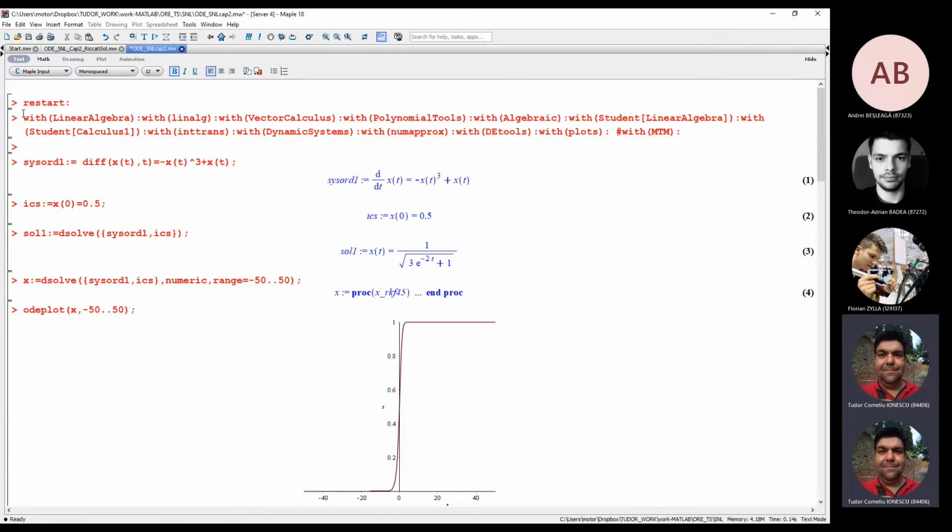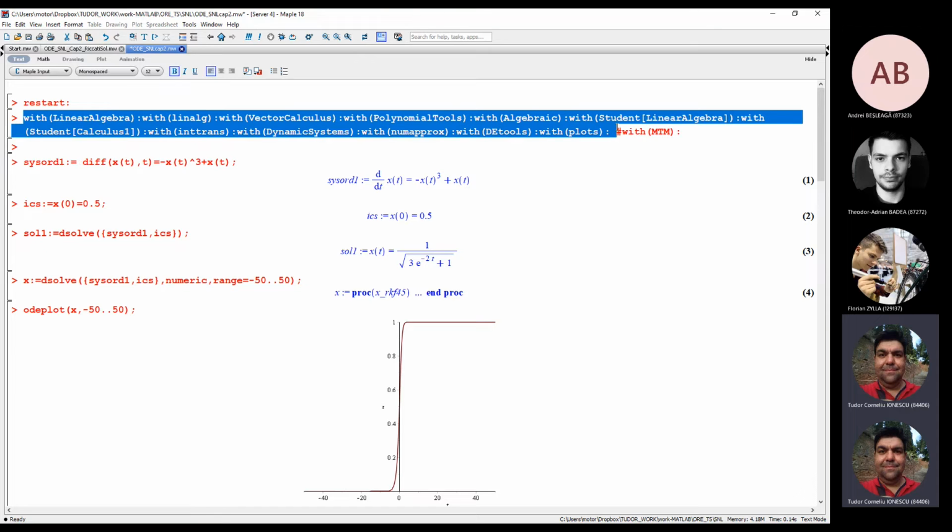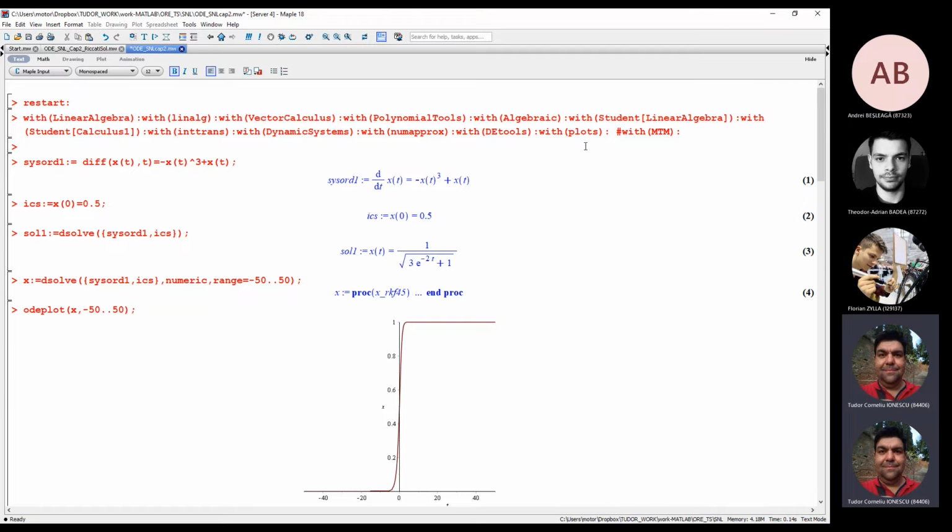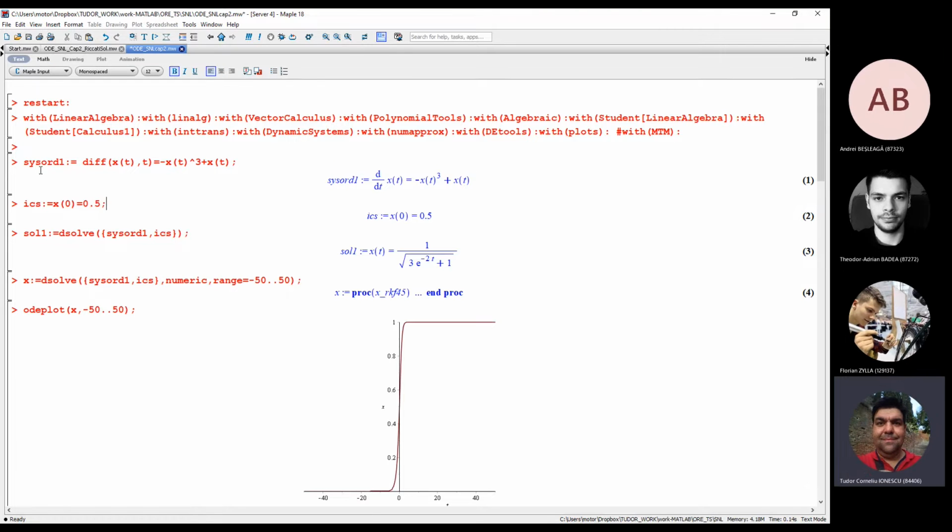Like I said, these are all packages you need, and there's many more. There are thousands of packages Maple has, which you need to load when you need to solve a specific symbolic issue. Now we define here the differential equation, which is this one. This is the way to write a differential equation. We have the initial conditions. I start from 0.5.